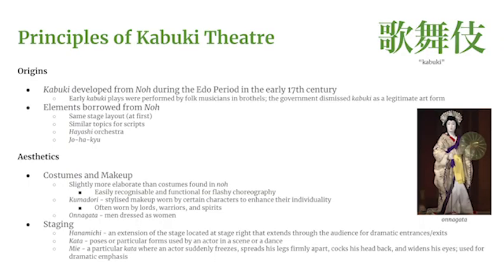Kabuki theater owes much of its style, content, and forms to Noh theater. Kabuki theater developed from Noh during the Edo period in the early 17th century. Early kabuki plays were originally performed by folk musicians in brothels. Because it was performed by such lowly people, the government dismissed kabuki as a legitimate art form. However, kabuki retained elements of Noh.